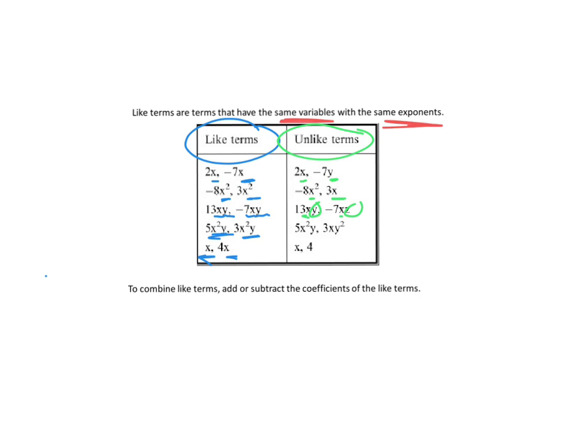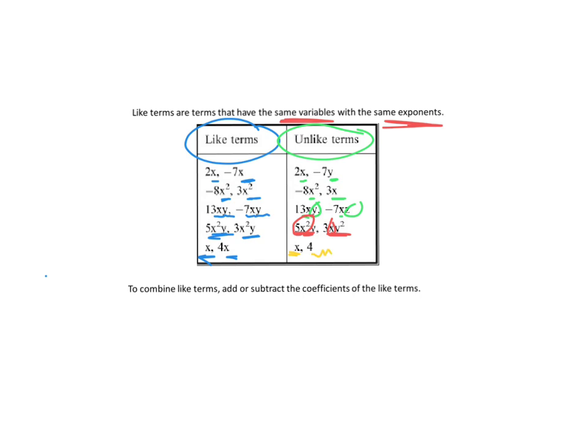Similar on the next one, we have 5x squared y and 3xy squared. Same variables, but different exponents. On the 5, the x is squared. With the 3, it's a plain x. And then the last example, we have just the variable x, and then the number 4, which doesn't even have a variable.